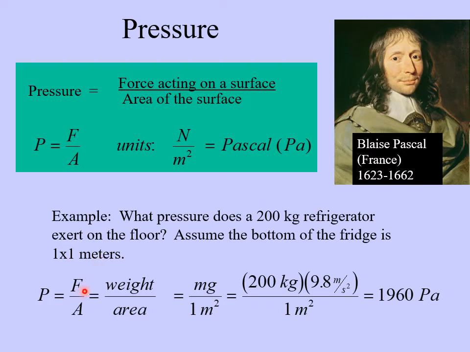So pressure is equal to force over area. In this case, the force is the weight of the refrigerator pushing on the floor, which is mg. We're just going to divide that by the area of its footprint, and that is 1 square meter. So the mass, 200 kilograms times 9.8, divided by 1, we end up with 1,960 pascals.